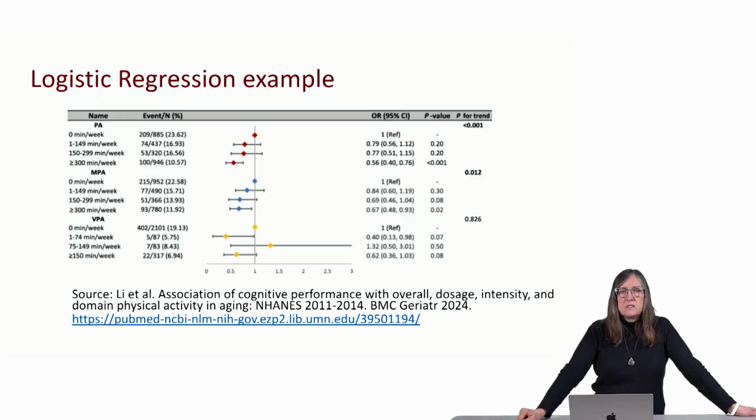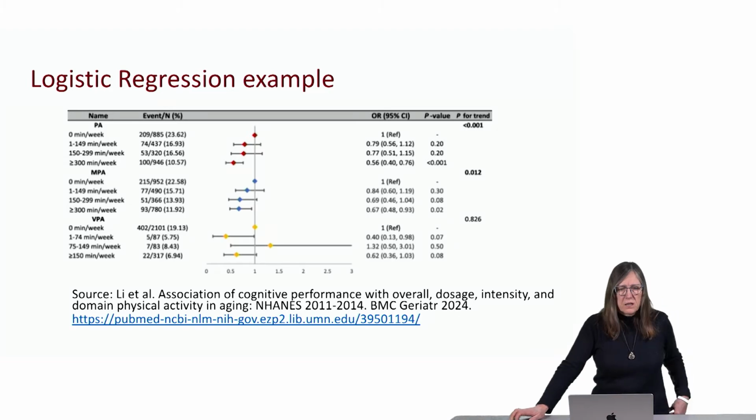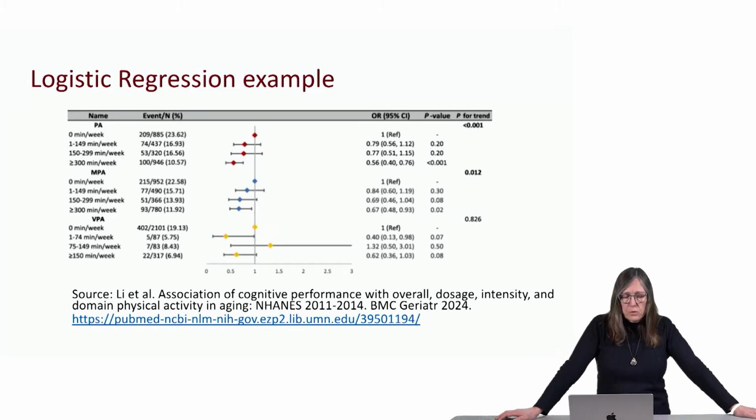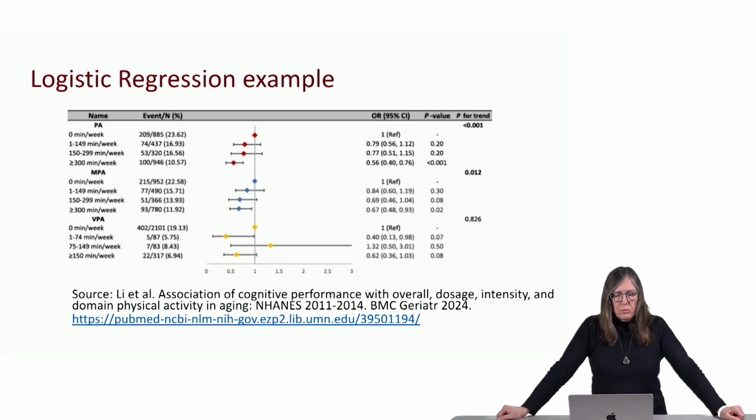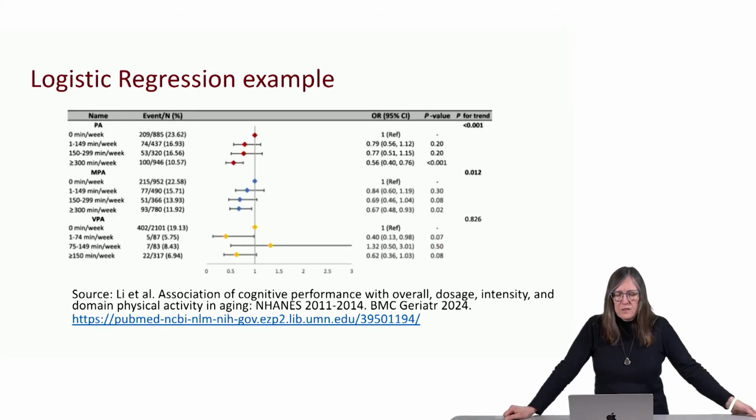And then you see different levels: 0 minutes per week, 1 to 149 minutes per week, 150 to 299, greater than or equal to 300 minutes per week. And then the events occurring over the total population. So you're getting an incidence here. It could be prevalence, again, if you've got a cross-sectional study.